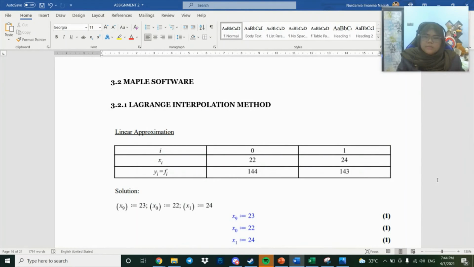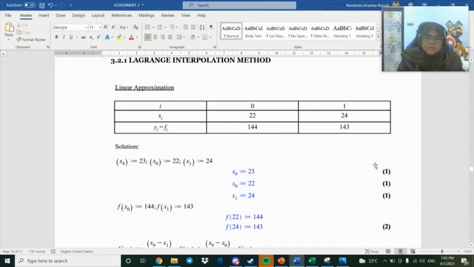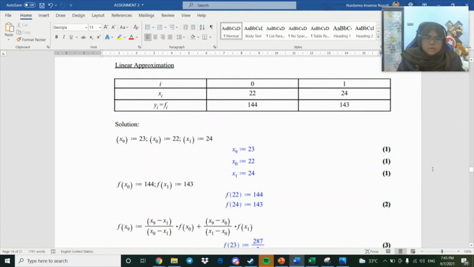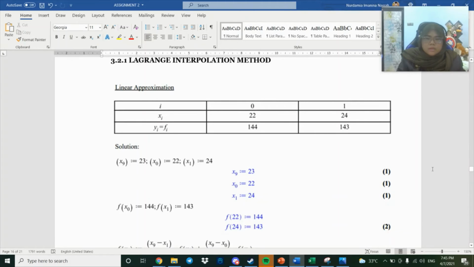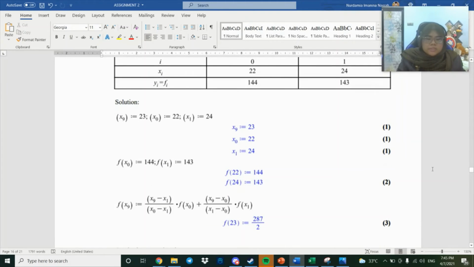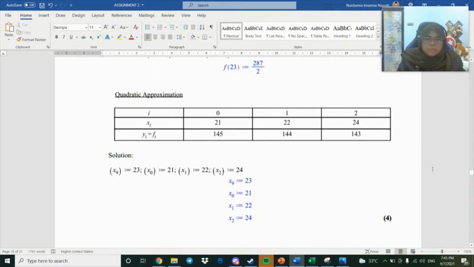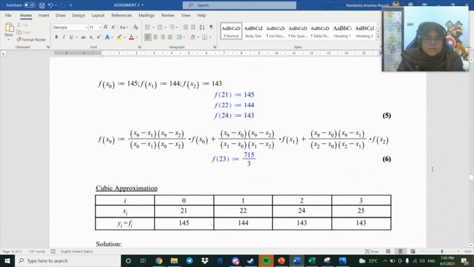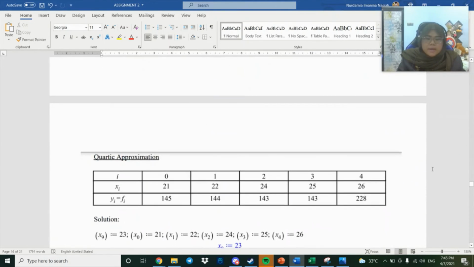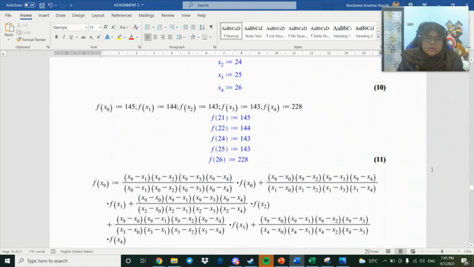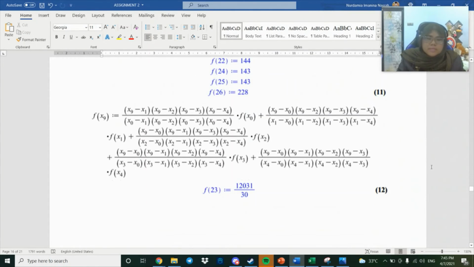Meanwhile, for the Maple software calculation for the Lagrange interpolation method, as shown below, as you can see, the result for the linear approximation is almost the same, and the quadratic approximation is also almost the same, the cubic approximation, and the quartic approximation. It's almost the same, and the steps are the same.